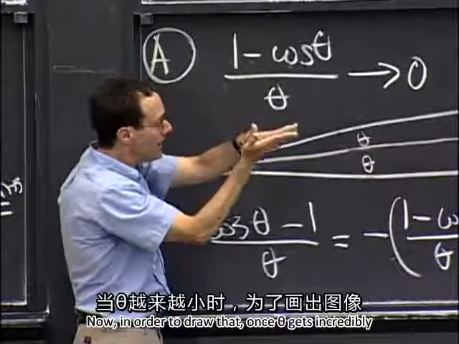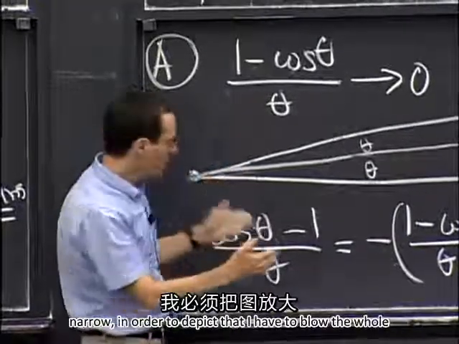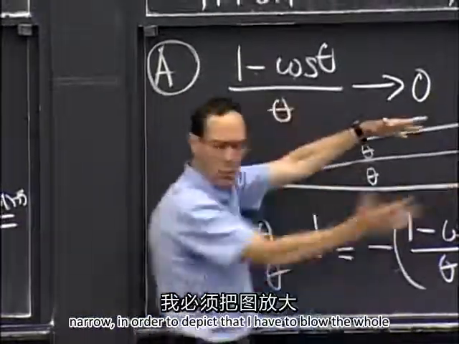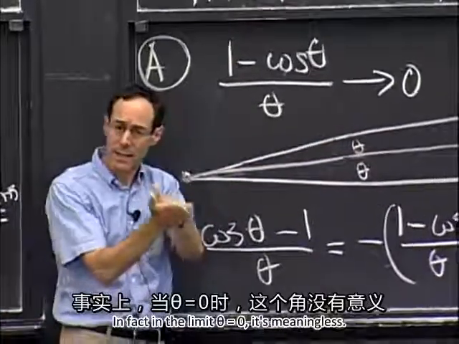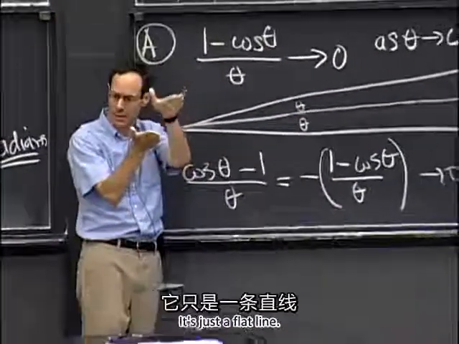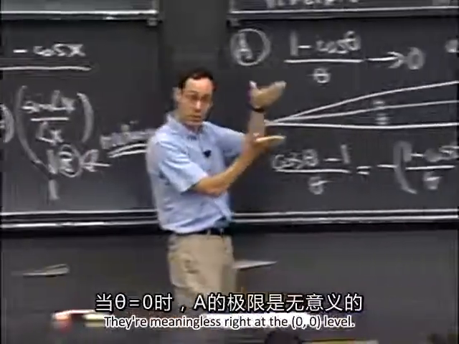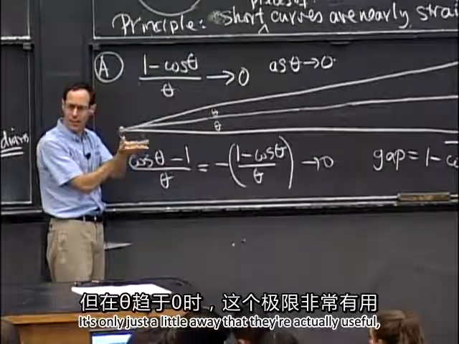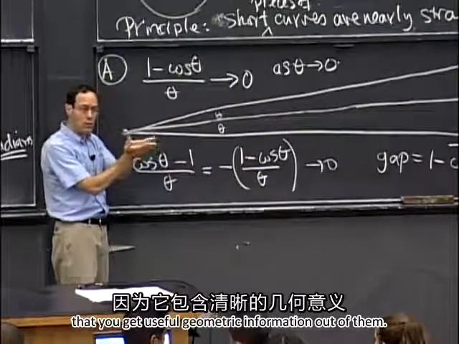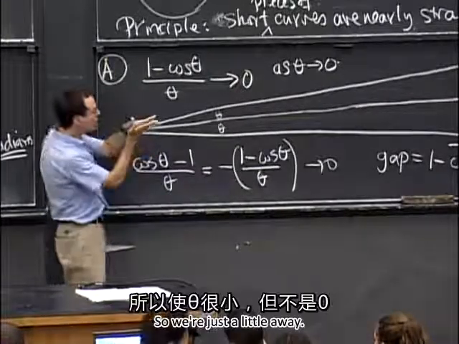Now, in order to draw that, once theta gets incredibly narrow, I have to blow the whole picture back up in order to be able to see it. Otherwise, it just disappears on me. In fact, in the limit, theta equals 0, it's meaningless. It's just a flat line. That's the whole problem with these tricky limits, they're meaningless right at the 0, 0 level. It's only just a little away that they're actually useful, that you get useful geometric information out of them. So we're just a little away.